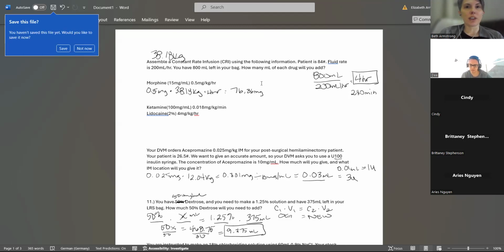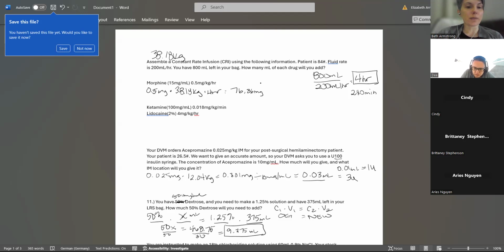This is how you would calculate, even like we talked about, cefazolin. Cefazolin, we're giving all at once as a bolus, so that's why you only have milligrams per kilogram. But when we're not doing it as a bolus and we're doing it over a period of time, then we have to add that time in there. So you still have the milligrams times the kilograms, and then multiply in that time, and that gives you the total milligrams. So we need 76.36 milligrams.